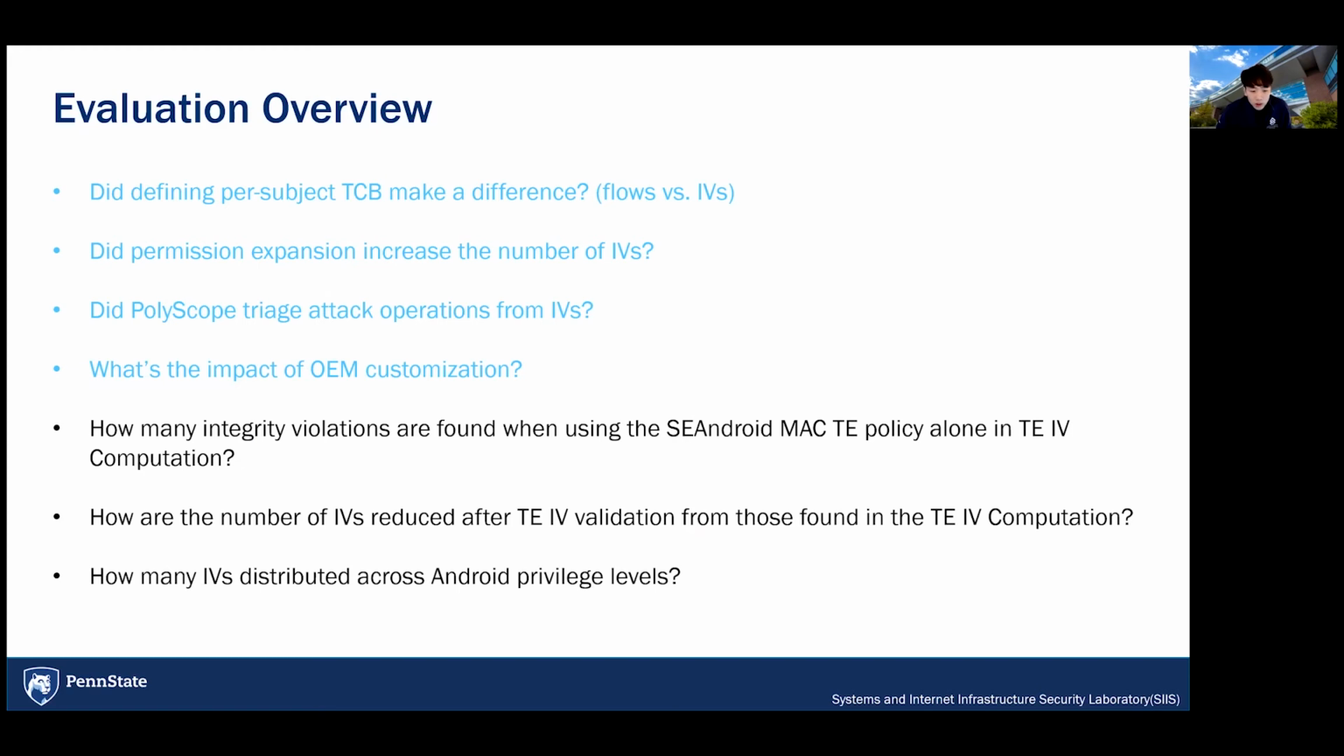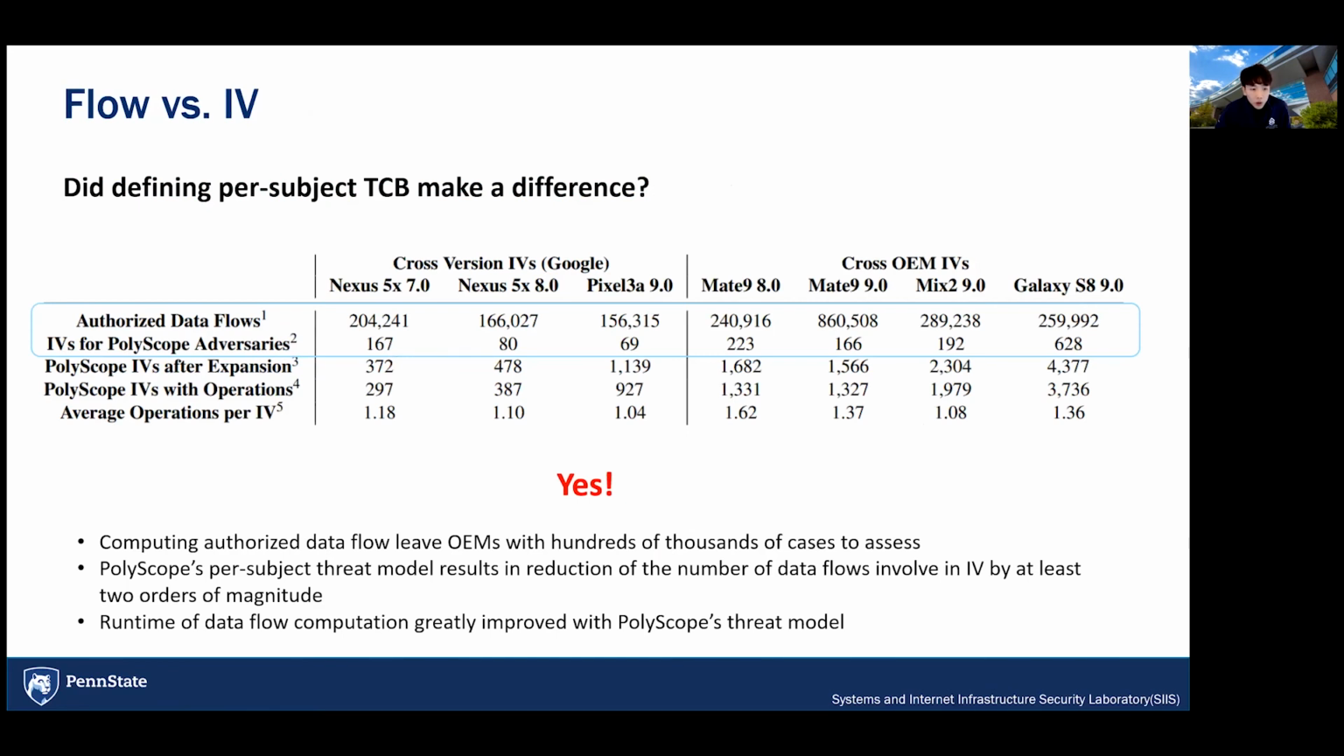Next, we discuss the key evaluation from our paper. So the first question we ask is, did defining per subject TCB make a difference? And the answer to that is yes. Computing integrity violations instead of data flow results in much better runtime and less data flow to test. Actually, a lot less.